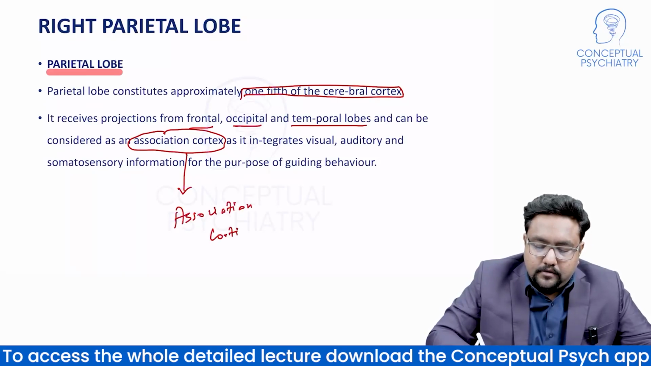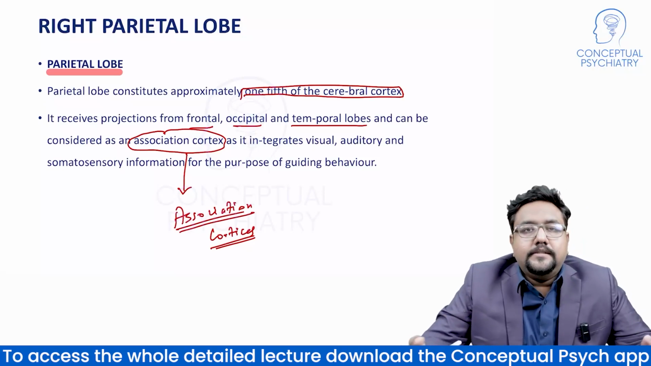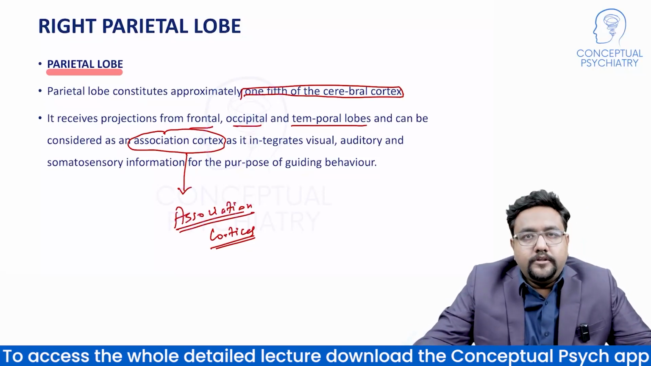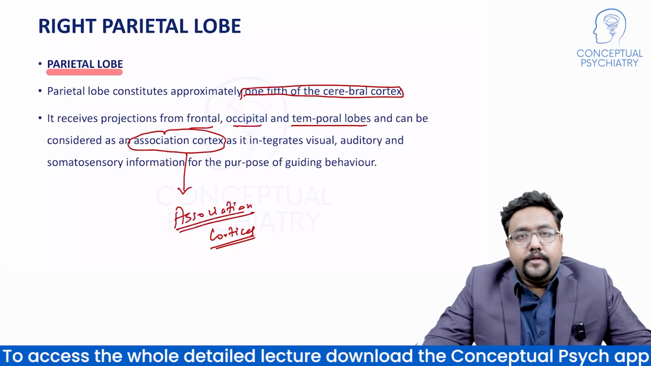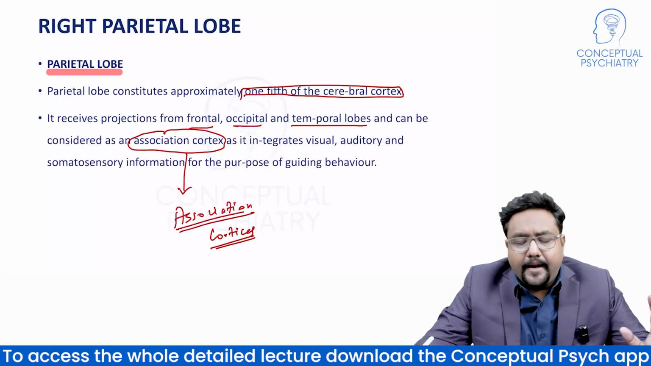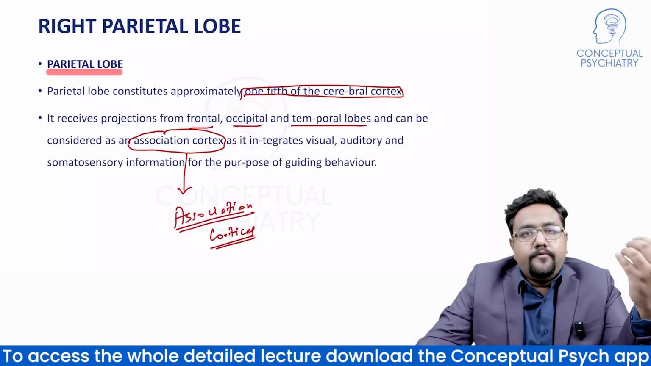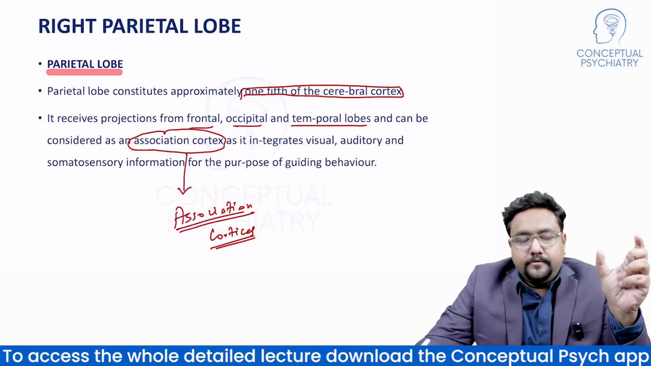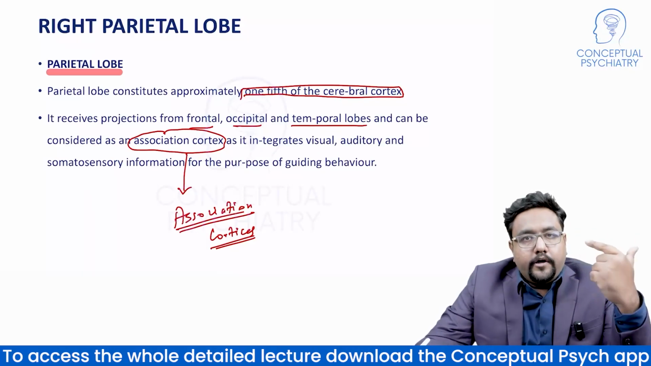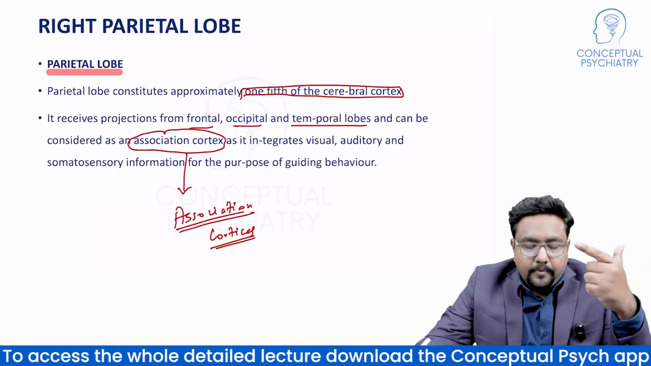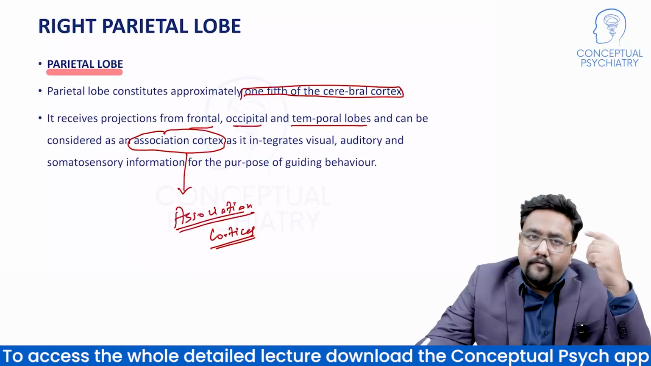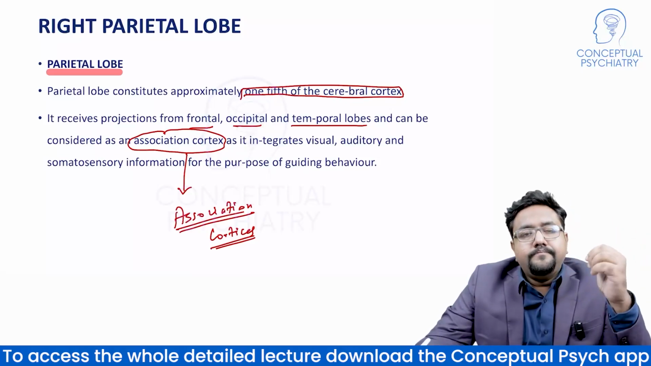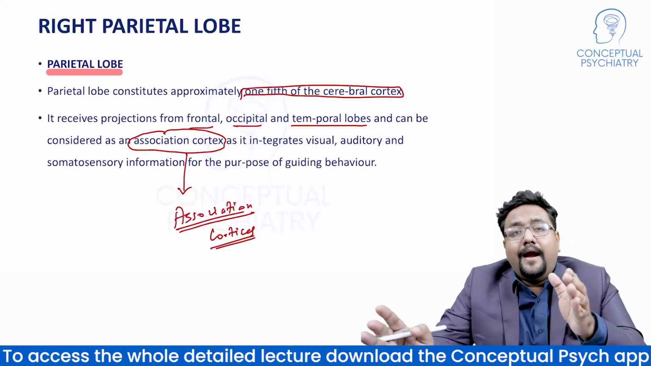There are many areas in the brain that are termed association cortices, and the parietal lobe is one of them, because it receives input from the frontal lobe, the temporal lobe, and the occipital lobe, and it integrates that information, whether it is visual through the occipital lobe, auditory through the temporal lobe, or somatosensory information from the postcentral area of the parietal lobe, and also some information from the frontal lobe. It integrates it, and it helps in guiding our behavior.